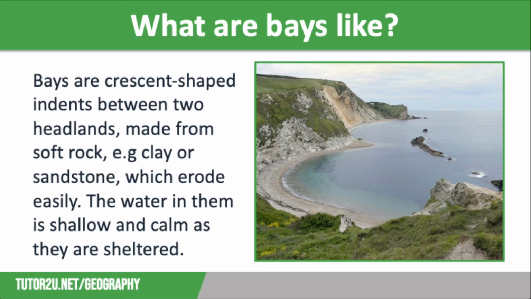They have a crescent-shaped beach and the edge of the bay is marked by two headlands. They have low energy waves which make them popular with tourists as they are good for swimming. And they have lots of sand accumulated on both sides due to the convergence of longshore drift.